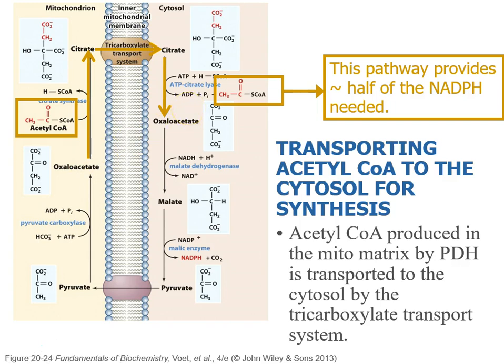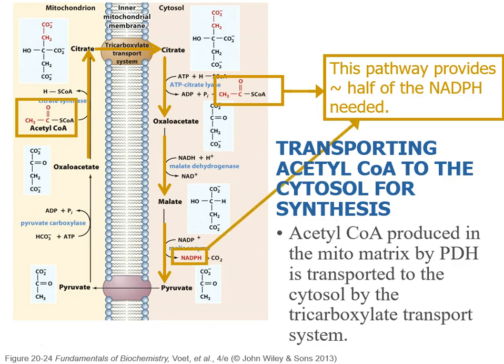So what happens is OAA is converted to malate, and then malic enzyme converts malate to pyruvate, and one of the things you get is NADPH. So remember, NADPH is what you need, so this cycle helps you generate about half of it, and then the other half comes from the pentose phosphate pathway. Remember that? So anyway, we need to complete our transport.